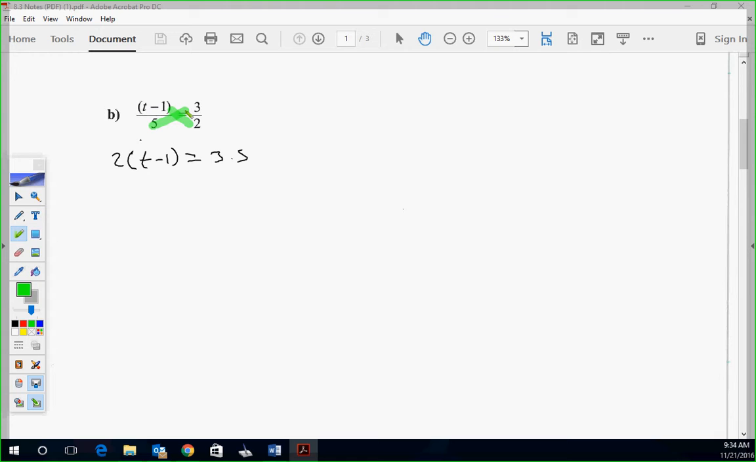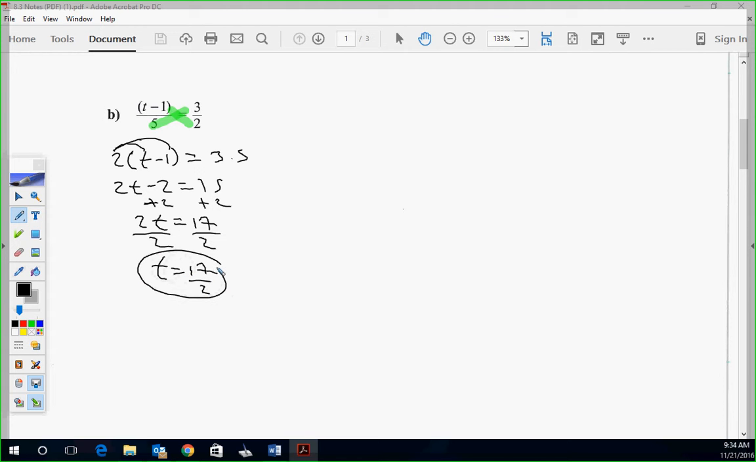So let me finish this one out, and then let's take some questions. 2t, 2 times negative 1. 3 times 5 is 15. I minus 2, or no, I add 2. Divide by 2. So your answer is 17 over 2.